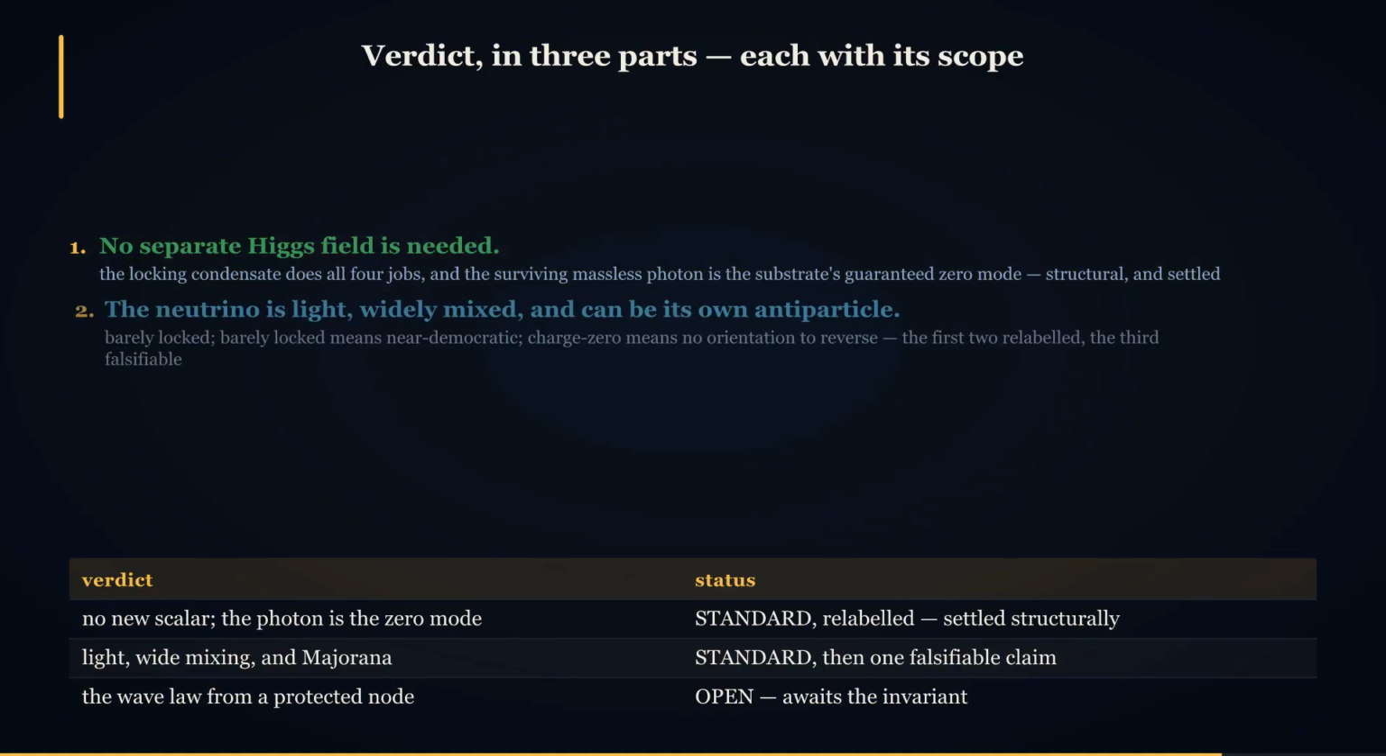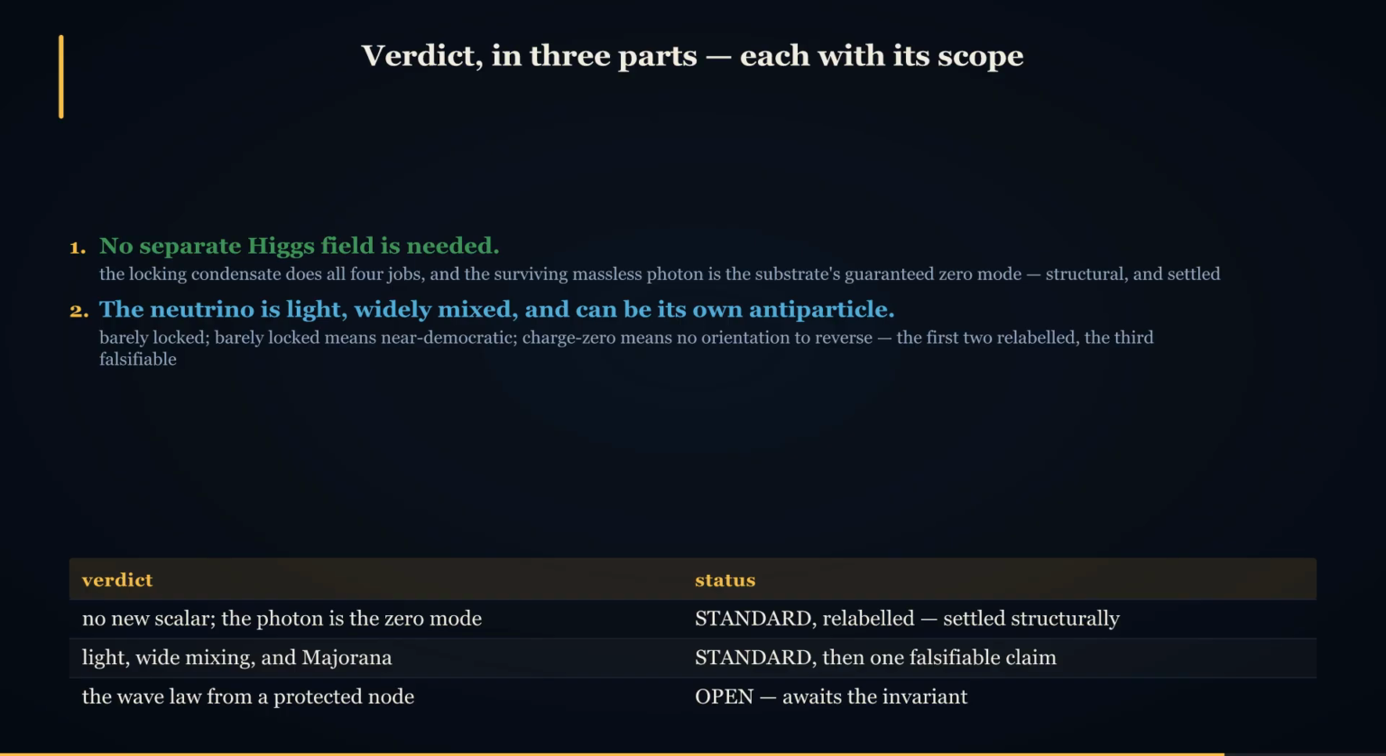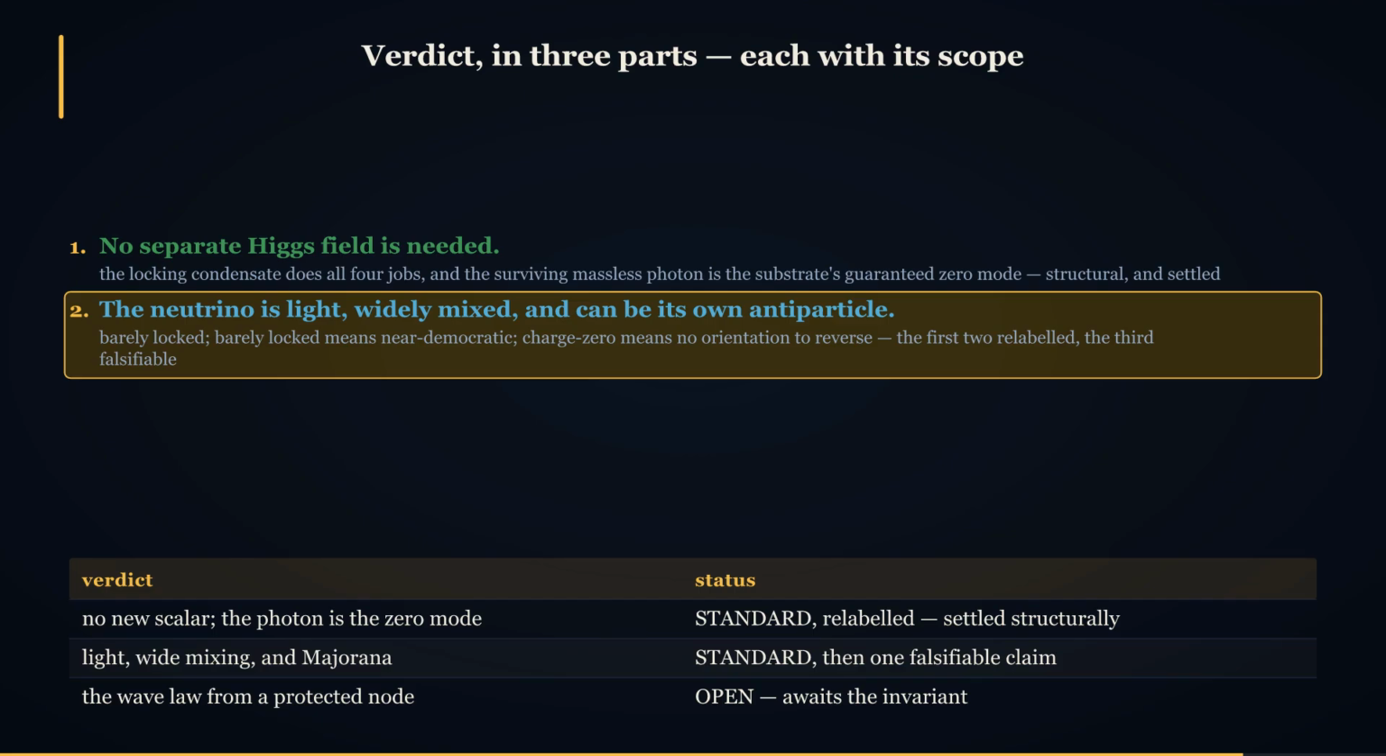2. The neutrino is light because its channel is barely locked. It mixes widely because a barely locked matrix is nearly democratic. And it can be its own antiparticle because a charge zero defect has no orientation to reverse. The first 2 are relabellings. The third is a falsifiable claim with an experiment attached to it.